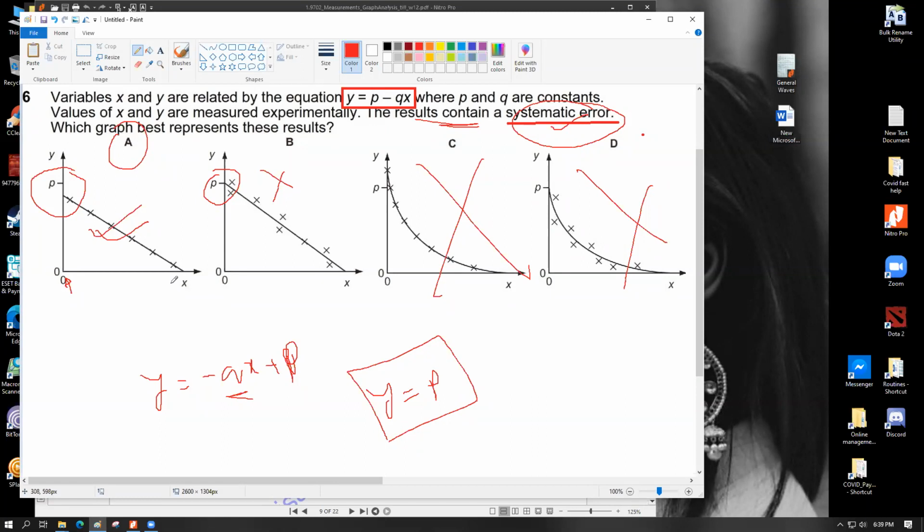Statistically, probabilistically, this is not possible. So you should always have some deviation.